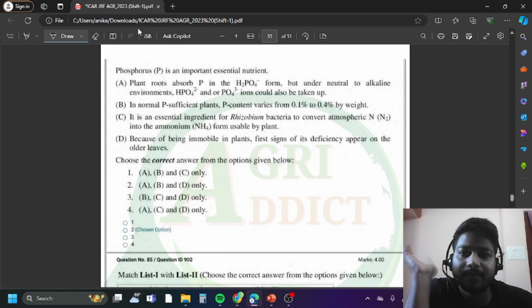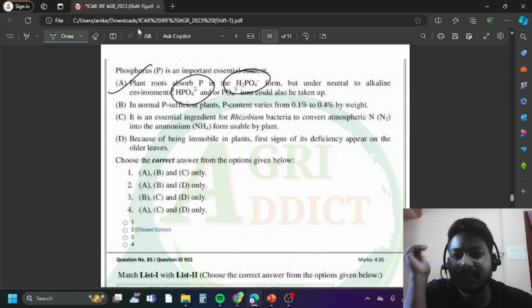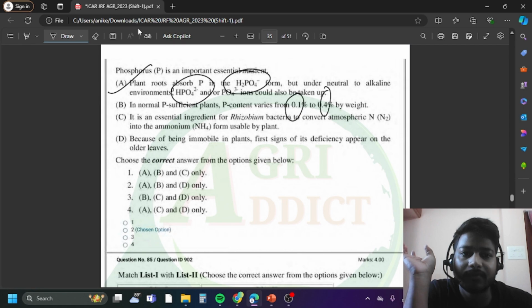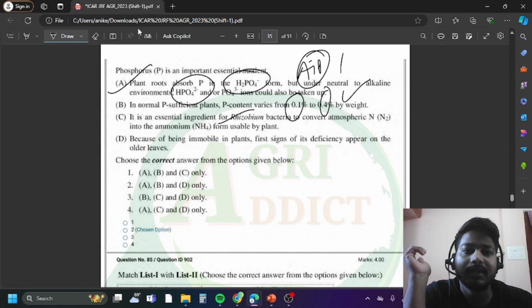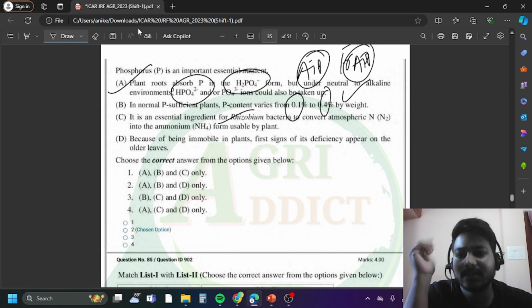Plant roots absorb P in the H2PO4 form, but under neutral to alkaline conditions it is HPO4, and PO4 3 minus also could be taken. Yes, it is correct. In normal P sufficient plants, P content is 0.1 to 0.4. Yes, correct. It is an essential ingredient for rhizobium bacteria, because it is forming the ATP. 16 ATP are required for nitrogen fixation. So option C is also correct.